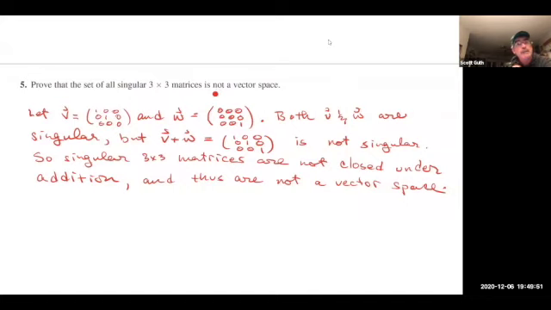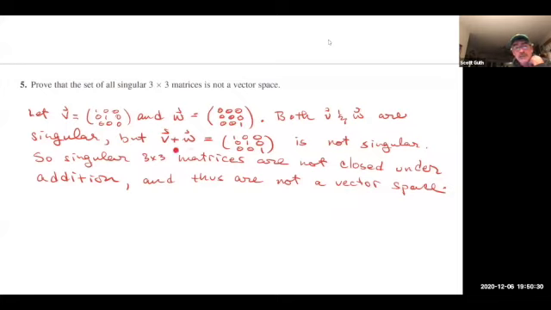First thing I thought about was that if it's not a vector space, then it's probably not closed under multiplication, or addition, I should say. So what I did was I came up with two matrices that have determinants of 0. And you remember that the determinant of a diagonal matrix is just the product of the entries on the main diagonal. So this determinant is 0, it's 1 times 1 times 0. And this determinant is 0, 0 times 0 times 1. So both determinants are 0.